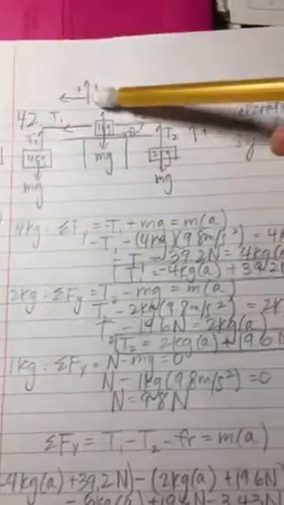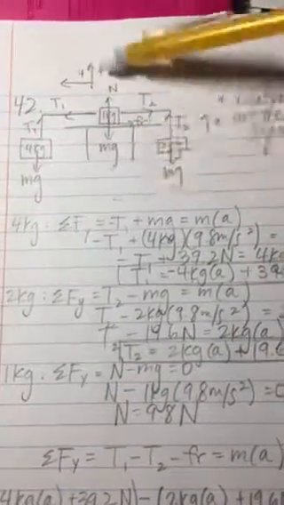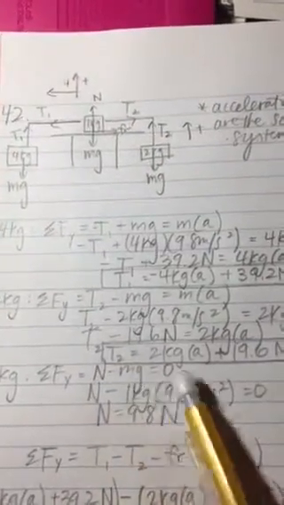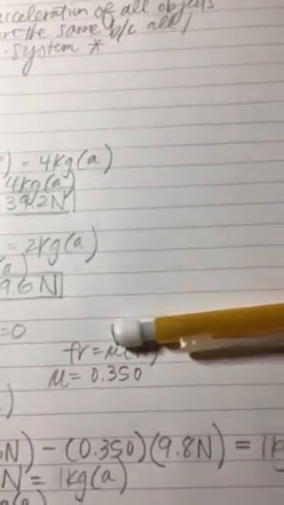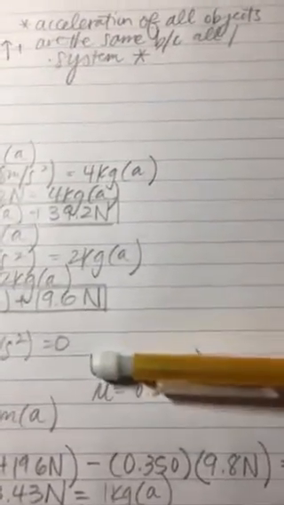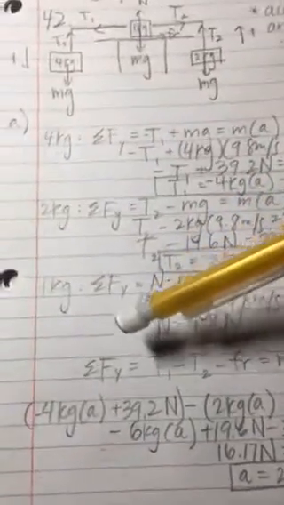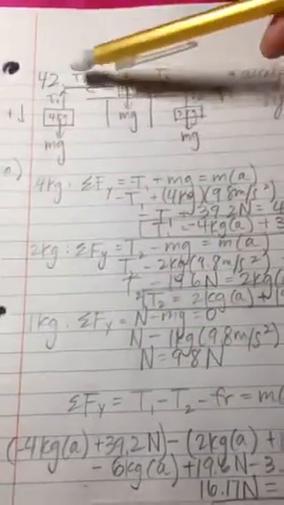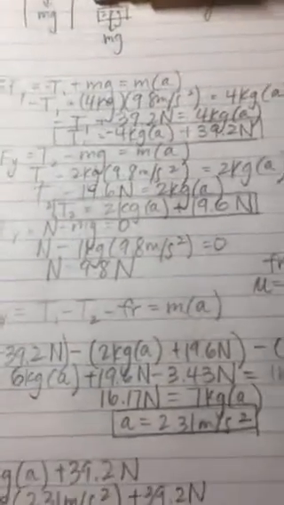Finally, for the 1 kilogram mass, in the y direction, which is really easy because it's not lifting or anything, there's no acceleration. So it's just normal force minus mg equals 0, and your normal force is 9.8 newtons. You need that to get the frictional force, which is the coefficient of kinetic friction times the normal force, and they already give you in the problem that the coefficient of kinetic friction is 0.350. So for the sum of the forces in the horizontal direction, it's T1, which is positive, minus T2, minus the frictional force equals ma.